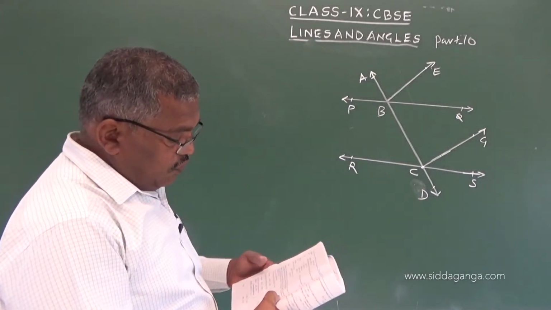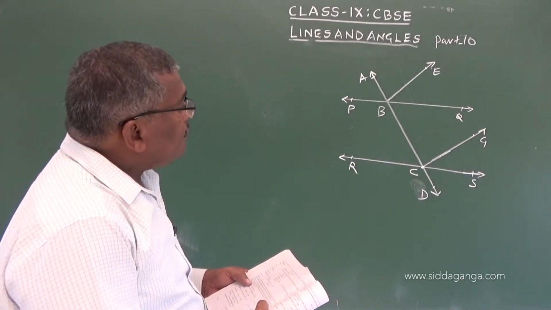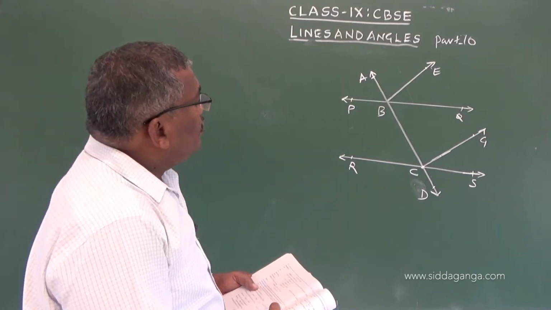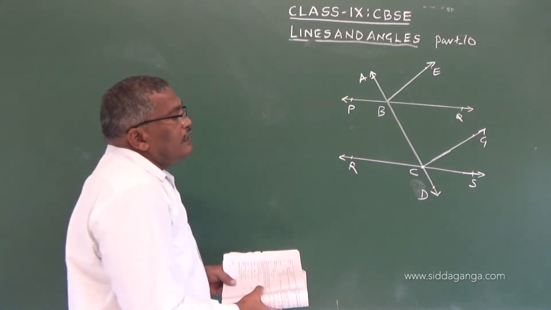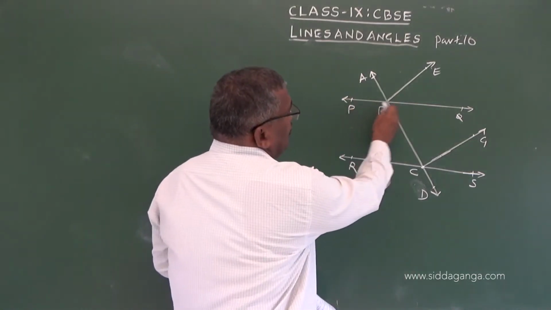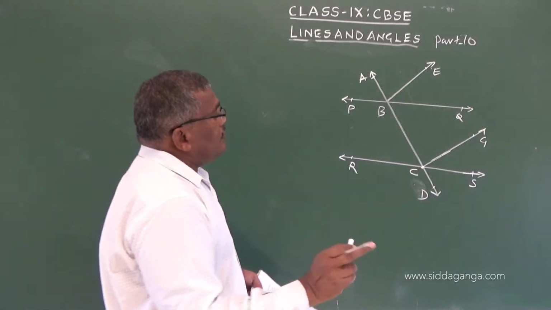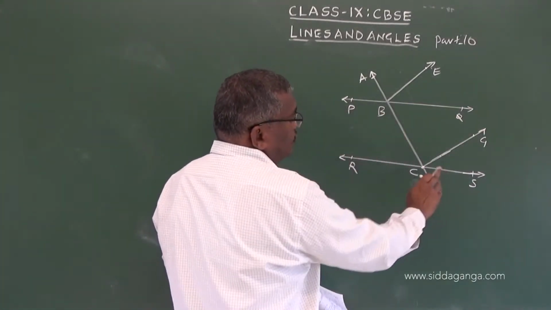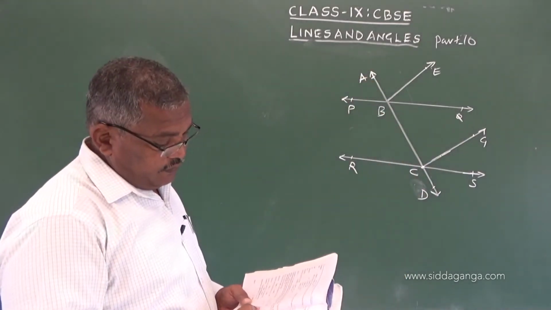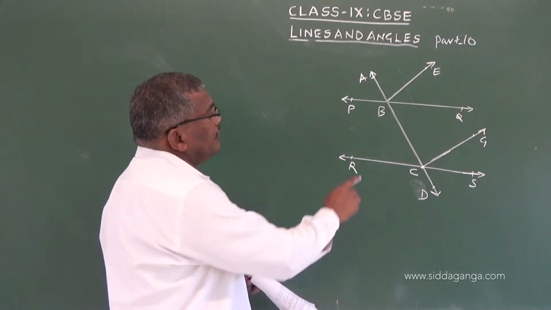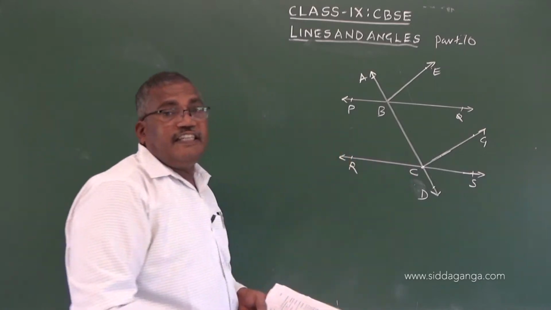Two lines PQ and RS are intersected at points B and C respectively. You observe here, it is not told that PQ is parallel to RS. It is not told. But what they say is PQ and RS are two lines and AD is the transversal, and it is intersecting PQ at B and RS at C.